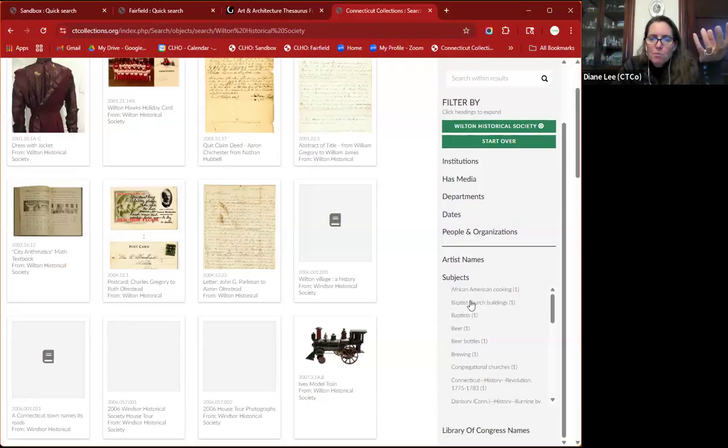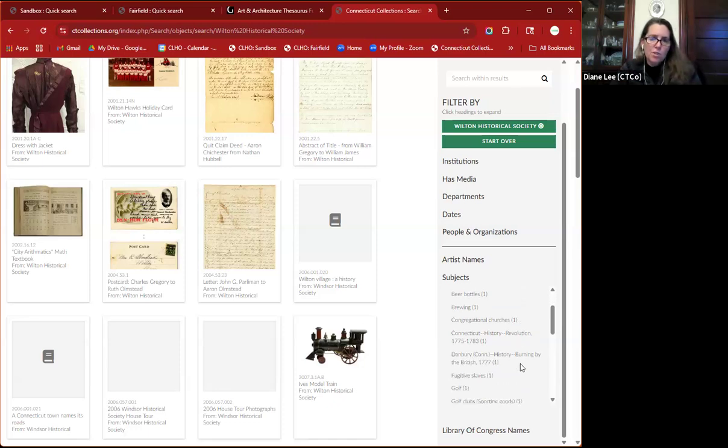African-American cooking, Baptist church buildings, not knowing what this is, I would also put in, if I was doing it, cooking as a general term, assuming that's relevant. I'm guessing it's a cookbook. Maybe not, I don't know. Beer bottles, brewing, congregational churches. That's a good one to put into things. Generally, for subjects, you'd go ahead and put in churches, just in general. I do also question that this is under subjects versus Library of Congress names. That's where a lot of things get confused, and it does in Fairfield quite a bit.